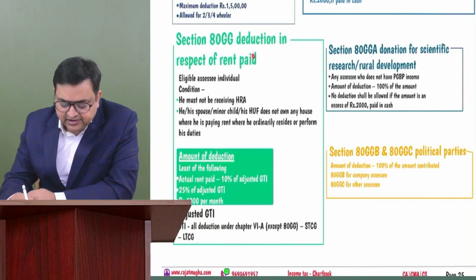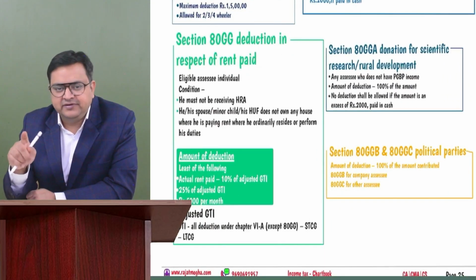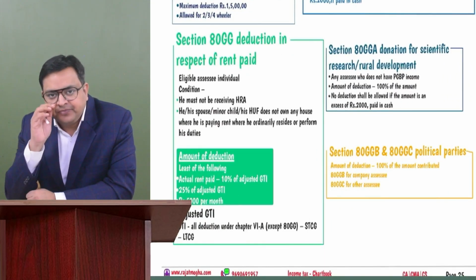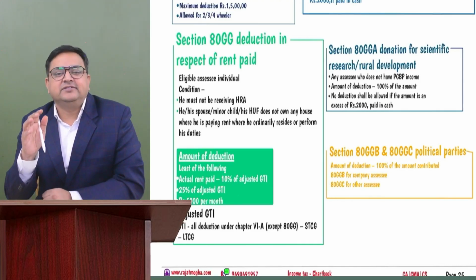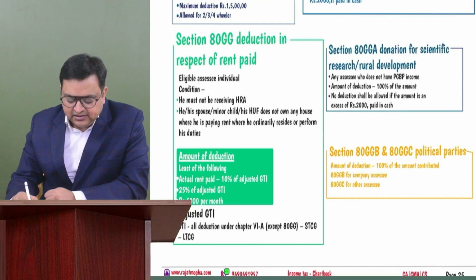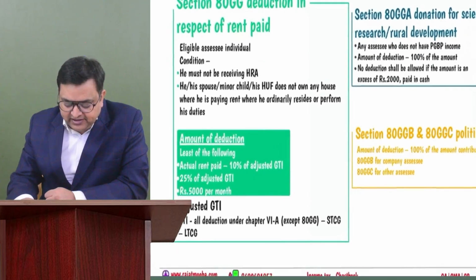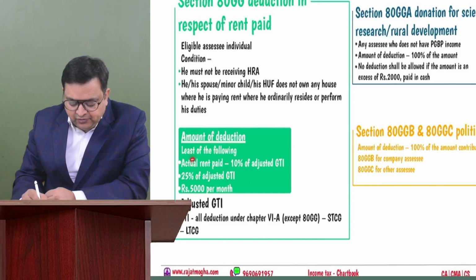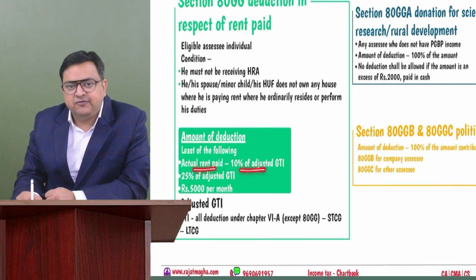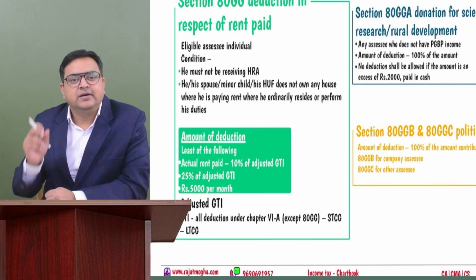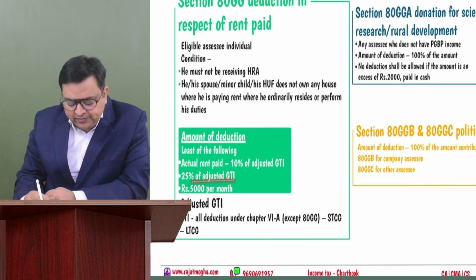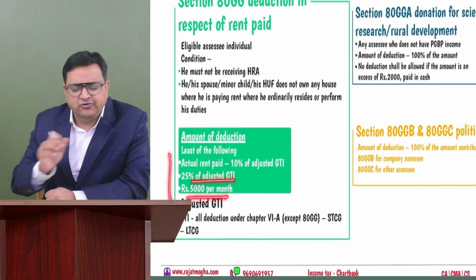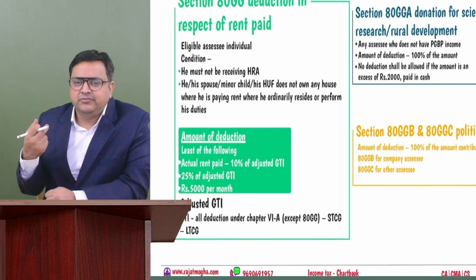80GG, deduction in case of rent paid, only under optional regime, not in default regime. If the assessee is not receiving HRA, then this person can get 80GG deduction. How much is the 80GG deduction? Least of the following: actual rent paid minus 10% of adjusted GTI, 25% of the adjusted GTI, or rupees 5,000 per month, whichever is lower. Not so important a section, but still it can rarely come.